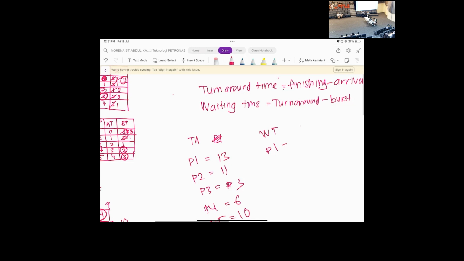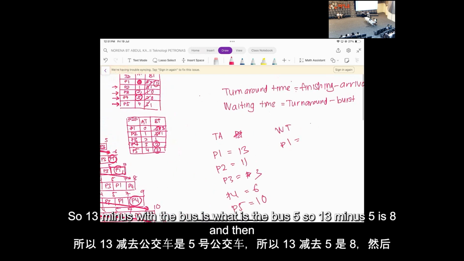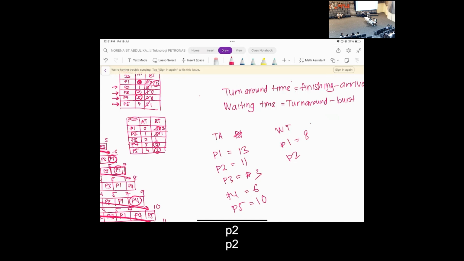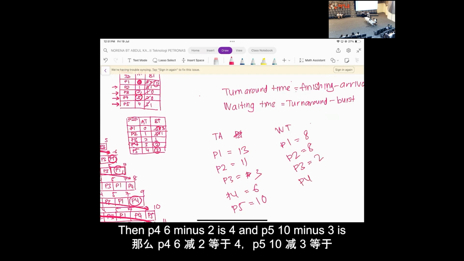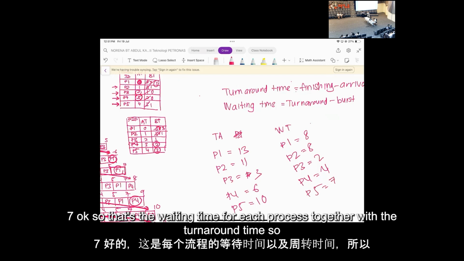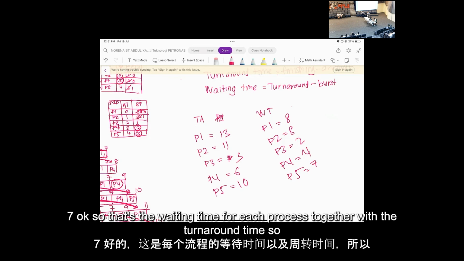P1? So 13 minus the burst, what is the burst? 5. So 13 minus 5 is 8. And then P2, 11 minus 3 is 8. And then P3, 3 minus 1 is 2. And then P4, 6 minus 2 is 4. And P5, 10 minus 3 is 7. Okay, so that's the waiting time for each process together with the turnaround time.